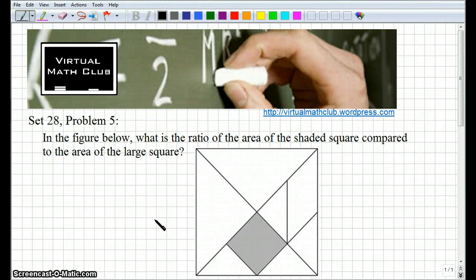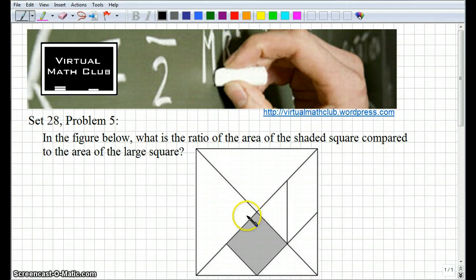Alright, problem number 5. In the figure below, what is the ratio of the area of the shaded square compared to the area of the large square? So you might recognize these shapes. If you've ever played with tangrams, you'll recognize that these are just the classic tangram shapes. I'm actually going to show you a couple different ways to do this problem.